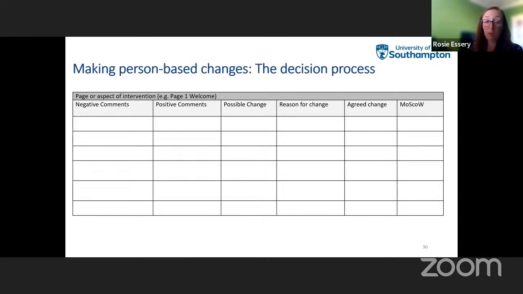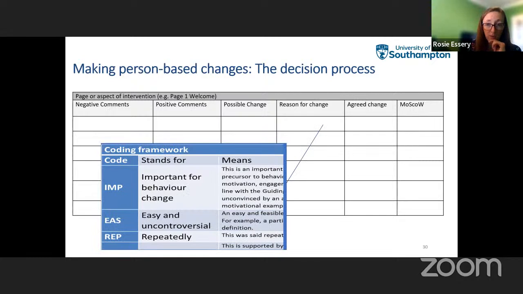The next column is where we record a possible solution or a means of addressing the issue that we've identified, which we can then take to team discussions to see if there are other ideas. The following column is where we record our reasons for why we think it's important to make this change or not. We use a coding framework to help us document these reasons, which I'll talk about a bit more on the next slide. And then in the final two columns we record the change that we agreed to make after discussion, and the priority that we assign to addressing this change using the MoSCoW framework.